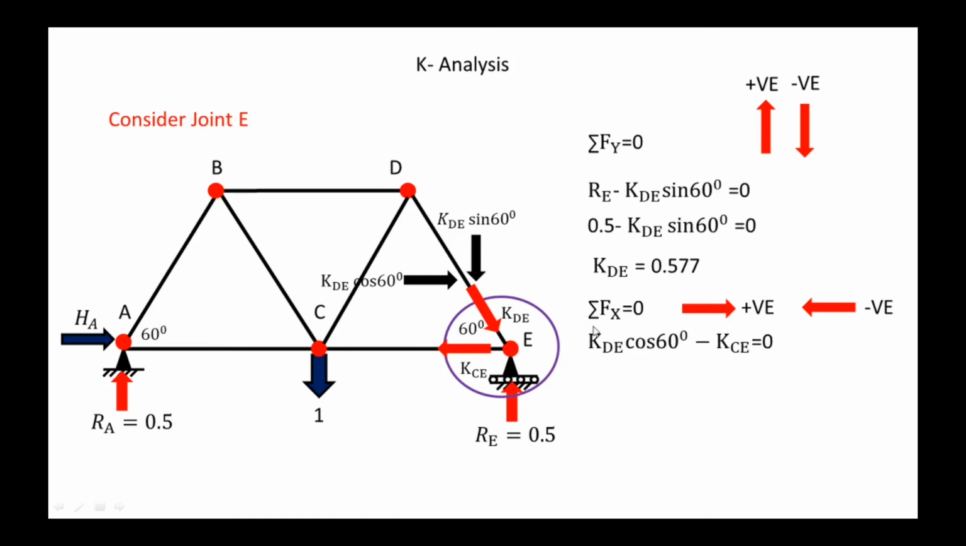So we know the KD value is 0.577. So put this here. So 0.577 cos 60 minus KC is equal to 0. So KC is equal to 0.288. Now consider the joint D here. Next step.